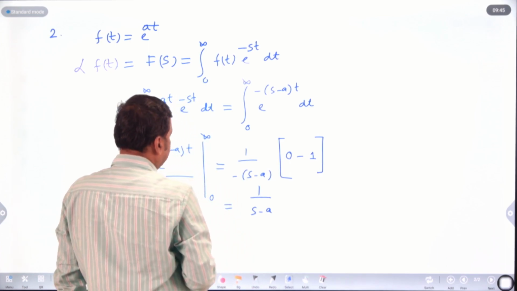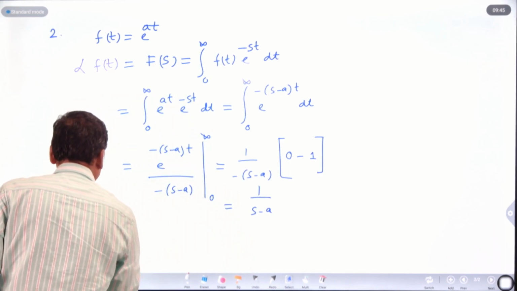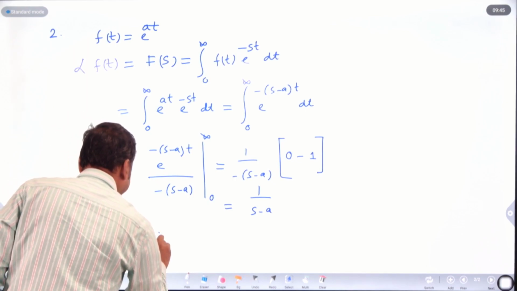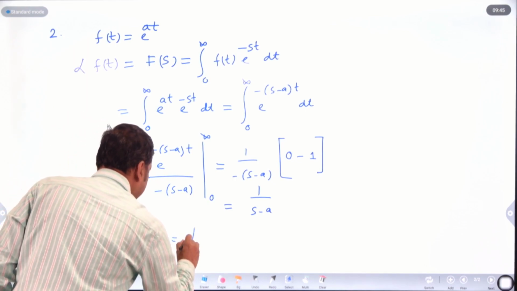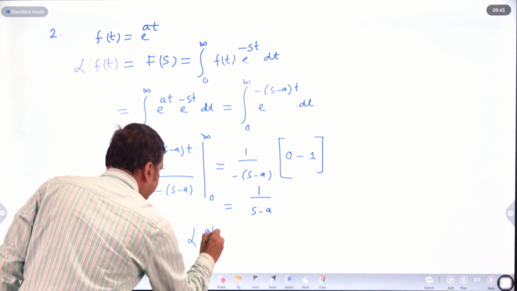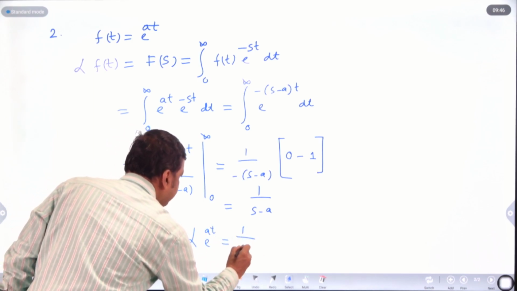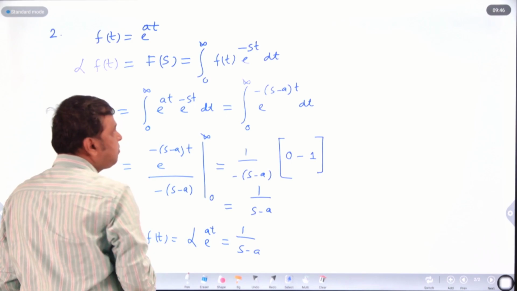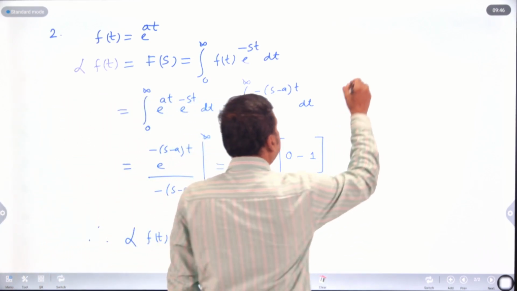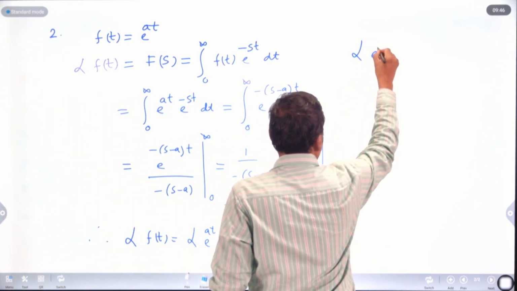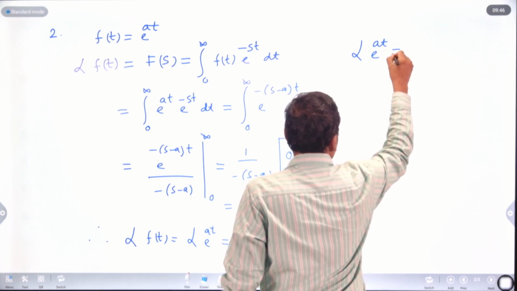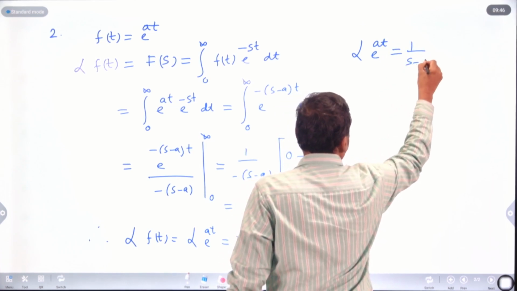Therefore, Laplace transform of f of t, which equals Laplace transform of e to the power at, equals 1 by s minus a. It is very, very important. So Laplace transform of e to the power plus at is nothing but 1 by s minus a.